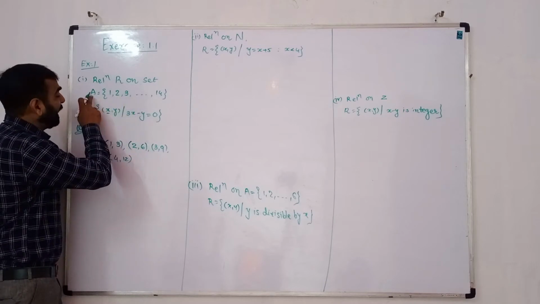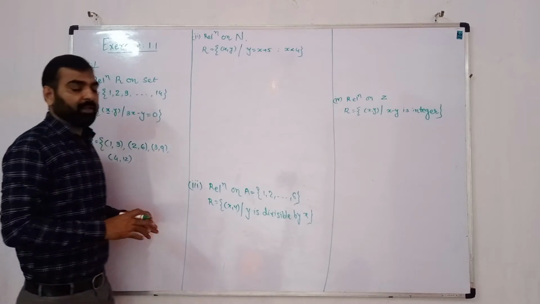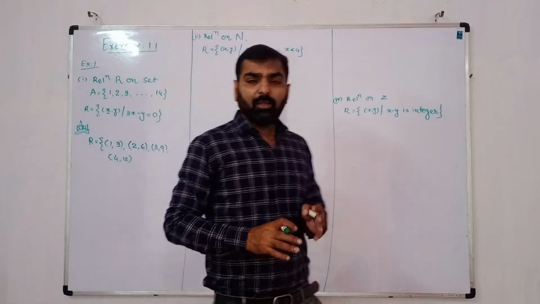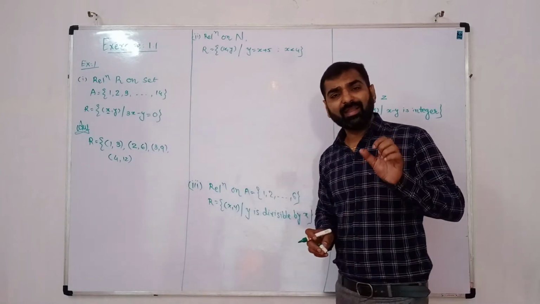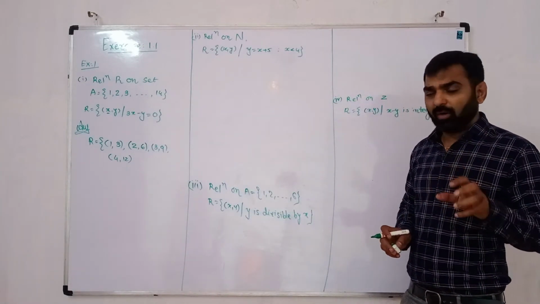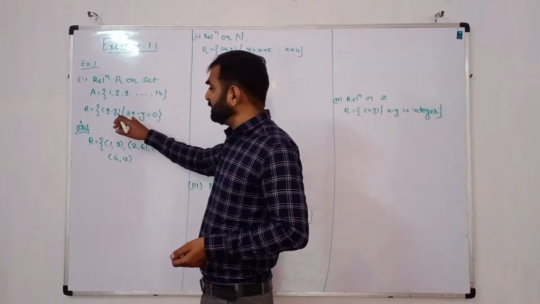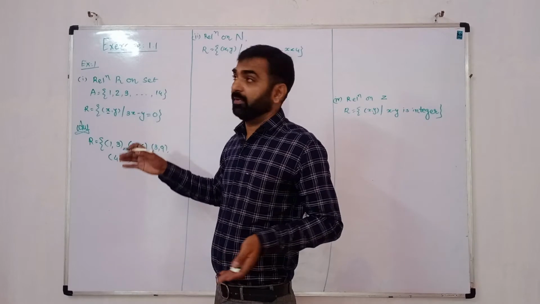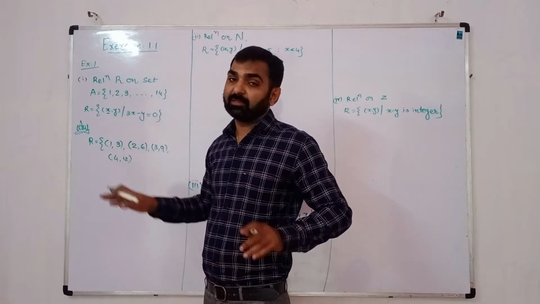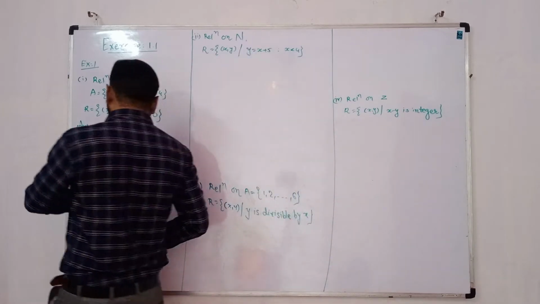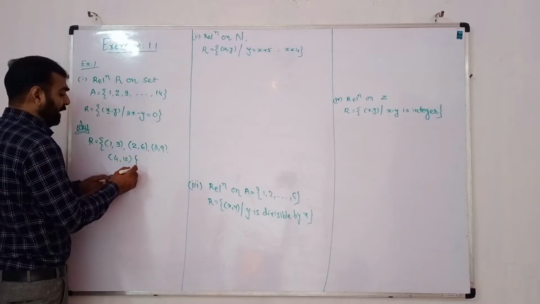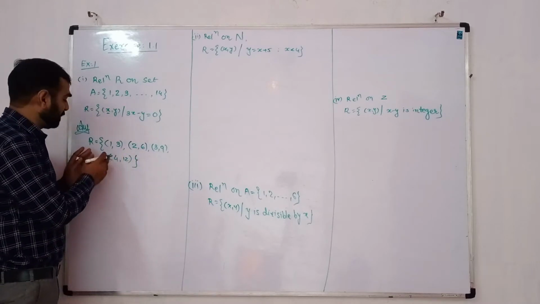But our set A is what? Up to 14. That means what happened? Whatever we do, we have to take elements from set A. x and y both are taken from set A. So if we put x is equal to 5, then y is equal to 15, which does not belong to capital A. That's why our relation is completed. So only 4 elements are inside relation R.